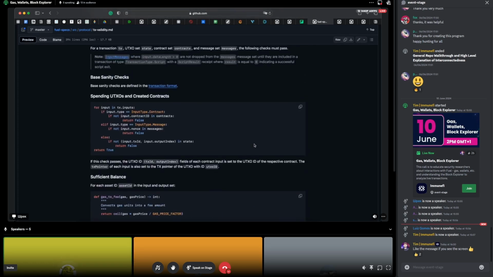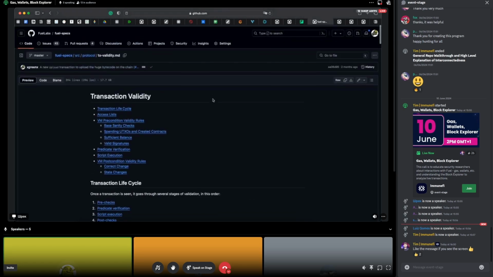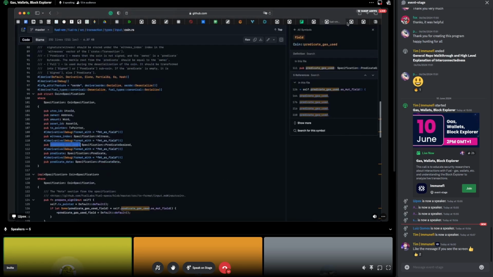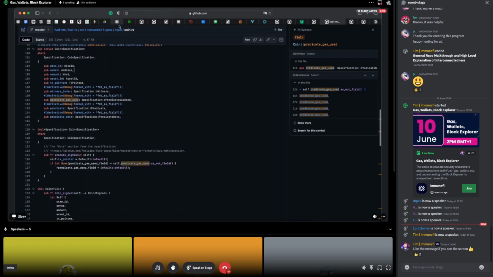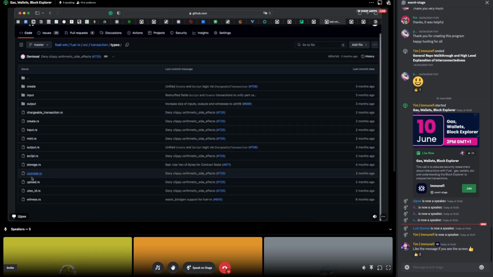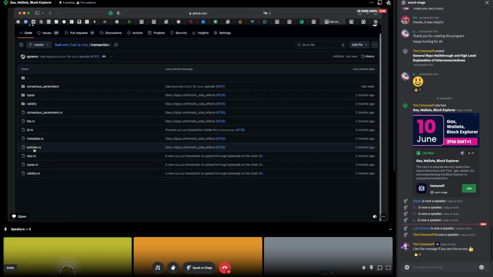Another aspect will be gas price and how that is calculated. Maybe let's not spend too much time on that. I will just mention that each transaction may contain a tip. So if we go again to the transaction definition here, we need policies. Let's go to types, policies. Where are they? Here.